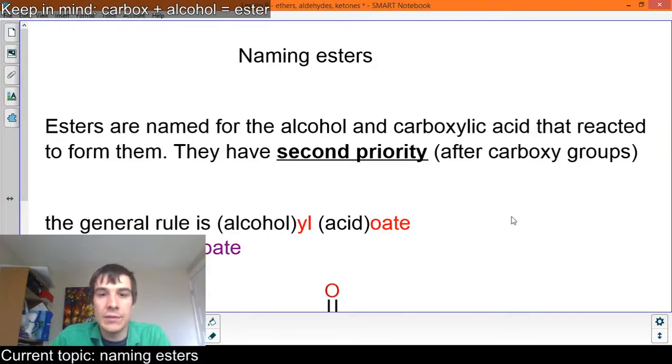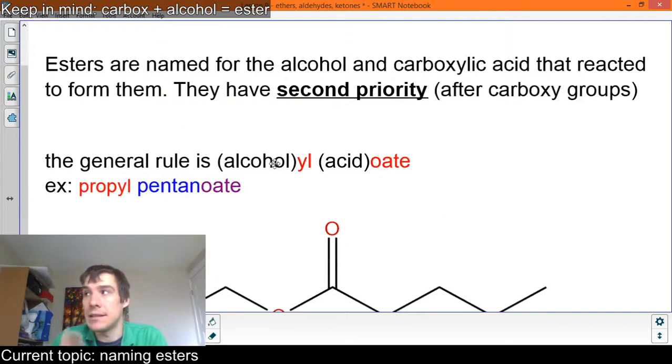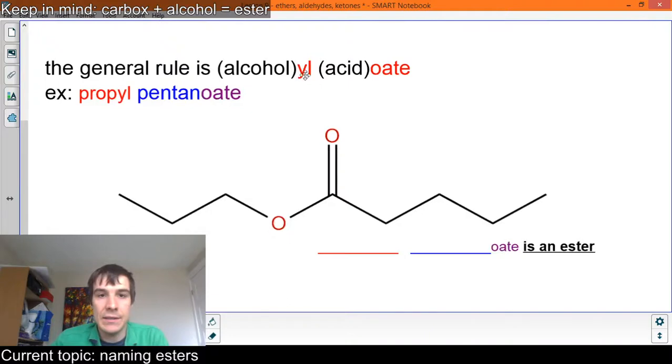And here's the rule. You name the alcohol as if you're just naming it, and name the carboxylic acid as if you're just naming the carboxylic acid. And then the alcohol group gets an -yl ending, and the acid group gets an -ate ending. So here's propyl pentanoate. You can see the propyl, because 1, 2, 3, this would be propanol. And the pentanoate is the 5 carbons on this side. Now please note that that's a carbon. A lot of people mess this up and forget that that's a carbon there. So 1, 2, 3, 4, 5. So that is propyl pentanoate as an ester.